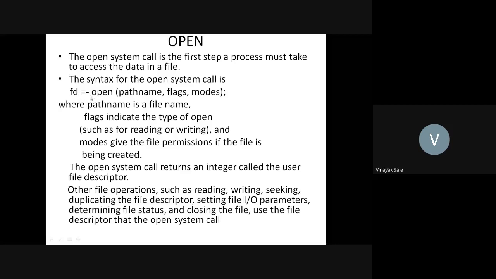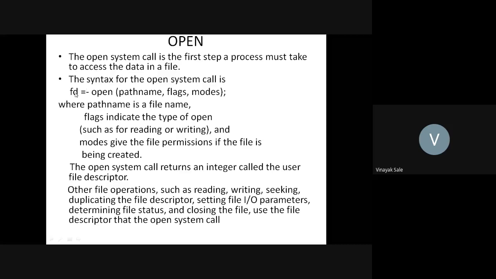So the syntax is fd equal to open, path name, flags, and modes. The open system call returns an integer called the user file descriptor. Other file operations such as reading, writing, seeking, duplicating the file descriptor, setting file input output parameters, determining the status, and closing the file use the file descriptor returned by the open system call. These are the different file operations such as read, write, lseek, duplicate.